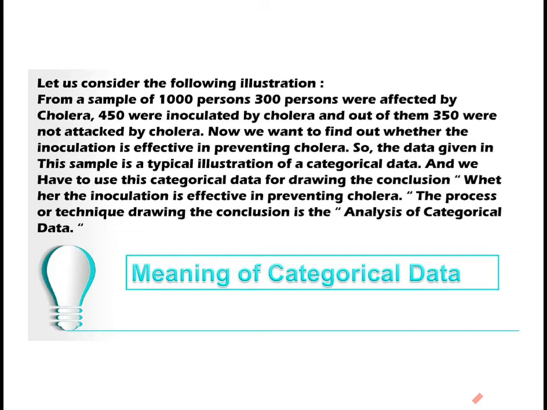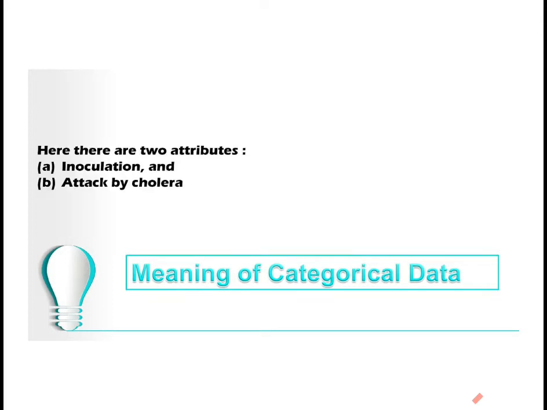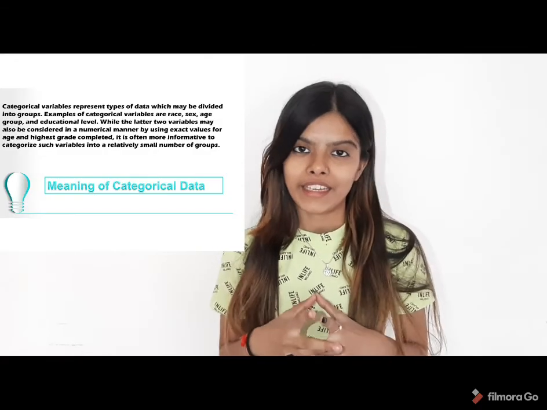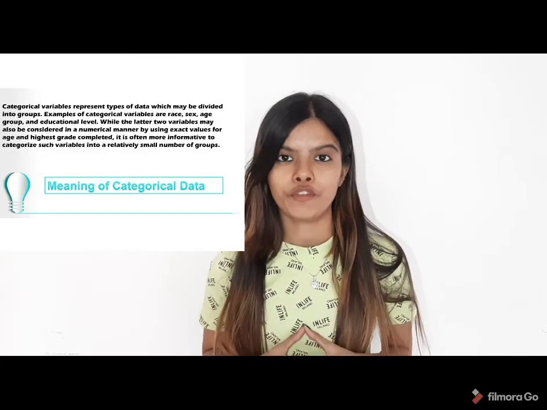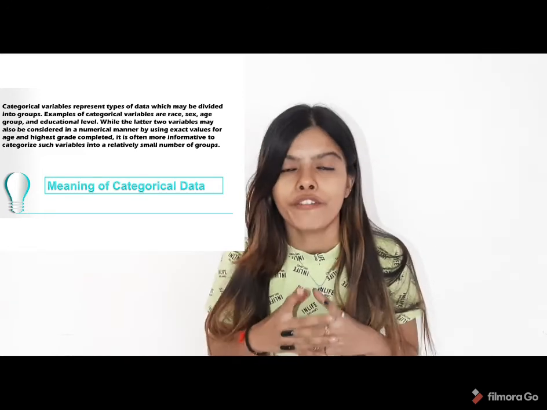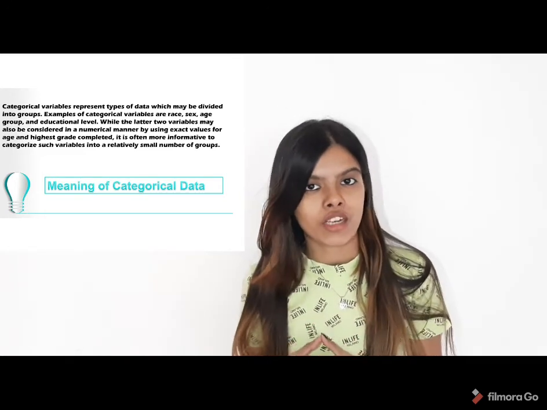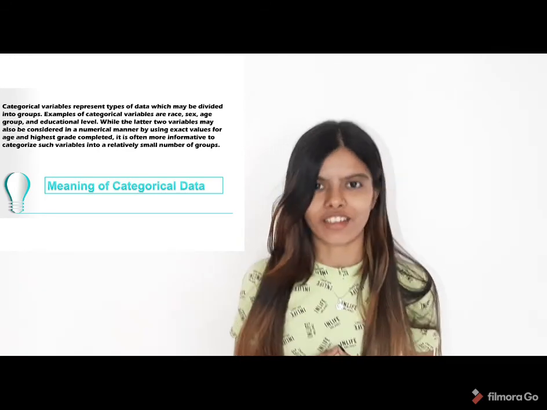So, the data given in this sample is a typical illustration of categorical data, and we have to use the categorical data for drawing the conclusion whether the inoculation is effective in preventing cholera. The process or technique of drawing this conclusion is the analysis of categorical data. There are two attributes, inoculation and attack by cholera. Categorical variables represent the types of data which can be divided into groups. For example, age group, education level, race and sex, etc.